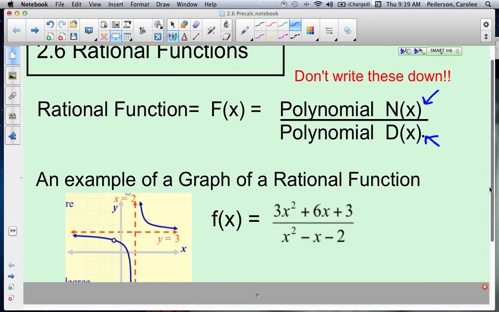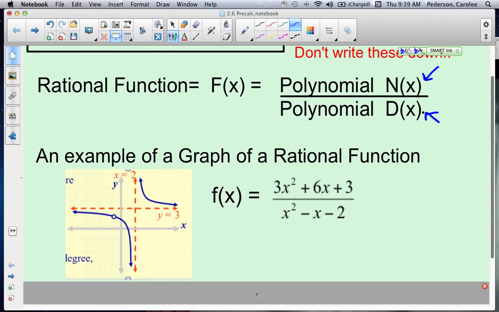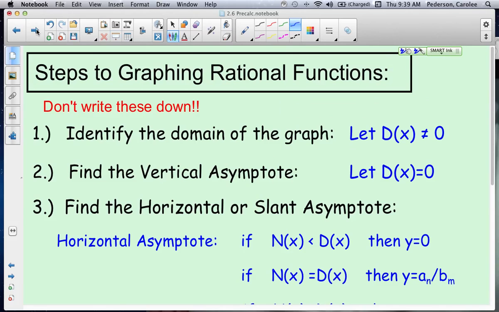What the graphs will look like are something like this, where you're going to have vertical, horizontal, slant asymptotes that will help guide those curves, and you might have a hole in the graph, etc. So here is what a function would look like as a rational. Then there are multi-steps that we're going to go through.